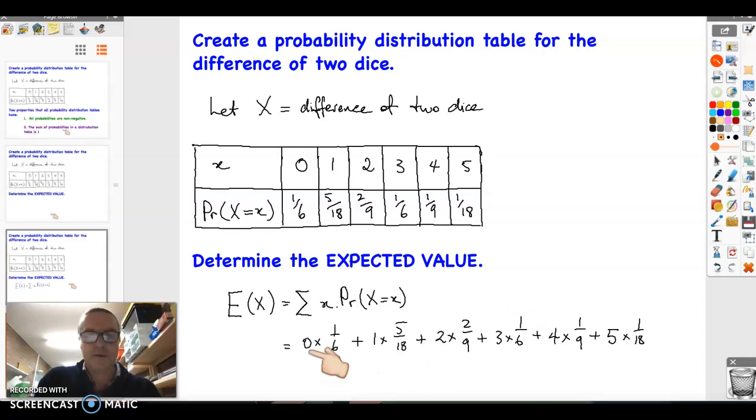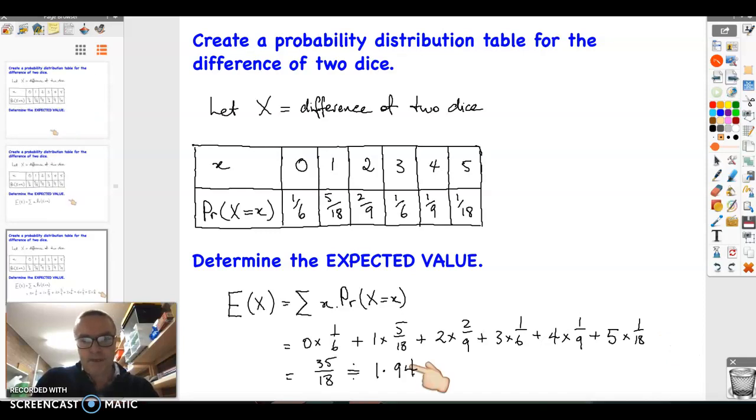So you can see when x equals 0, the probability is 1/6. When x equals 1, its probability is 5/18, and so on. And so I've multiplied each value of x by its probability, and I'm finding the sum of all of those products. And we get exactly 35/18, but it might be helpful to round it off, approximate it. It's approximately 1.94.